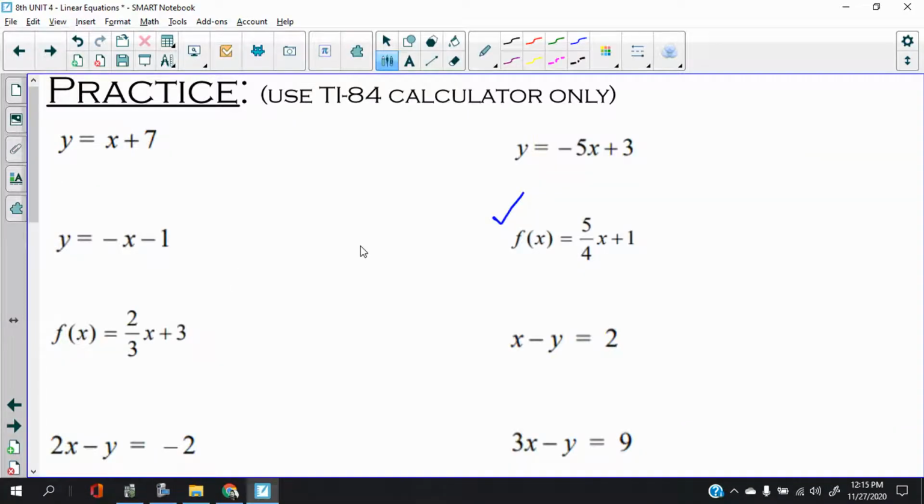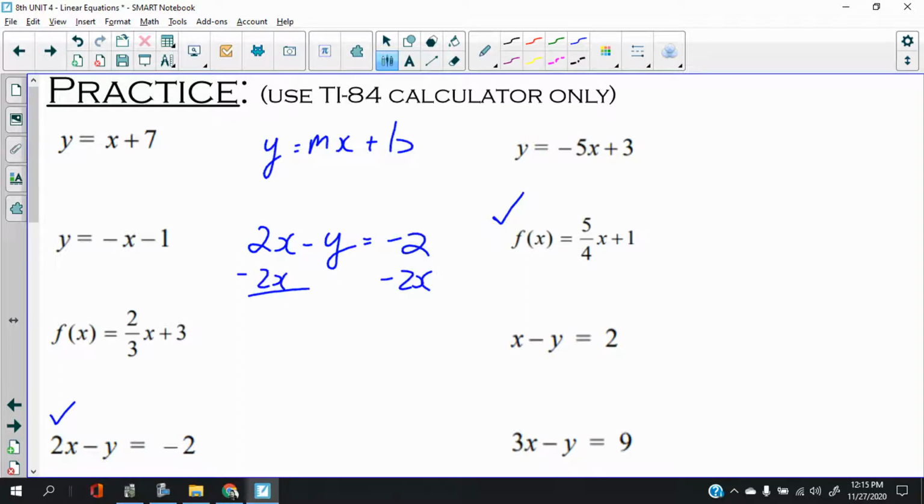For something like this, what do you think? This does not look like slope-intercept form whatsoever, so what do we have to do? You have to use your knowledge from the linear equations unit and turn this into slope-intercept form, and then put it in your calculator. So let's do that. We'll subtract 2x. This should be a review. Negative y equals negative 2x minus 2. Remember what I said in class: you can just switch, switch, switch. So this is y equals 2x plus 2, and then you can graph that. That's how you do that.